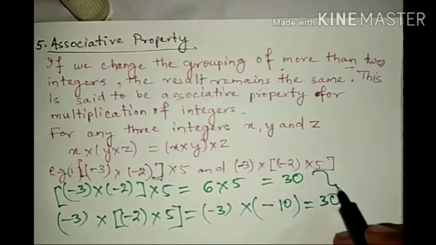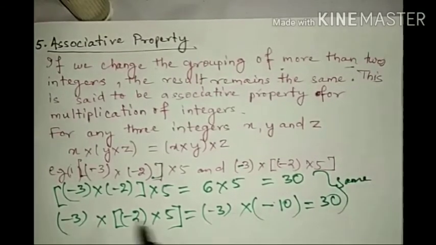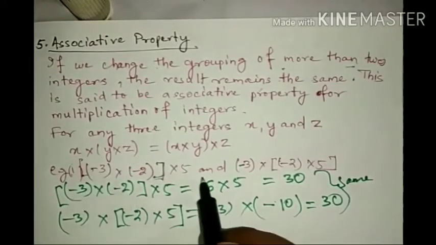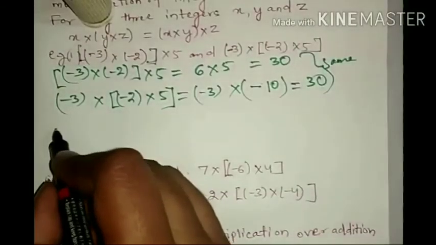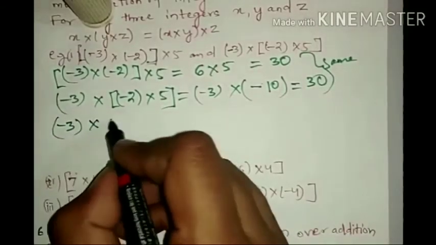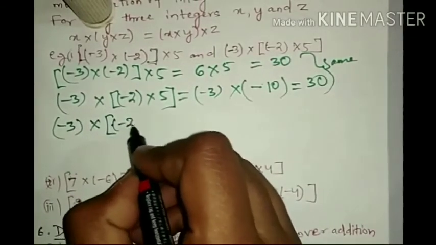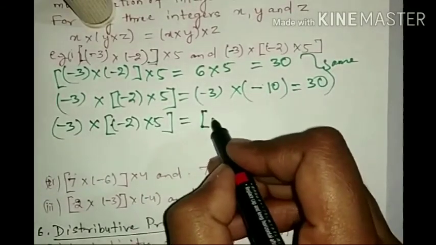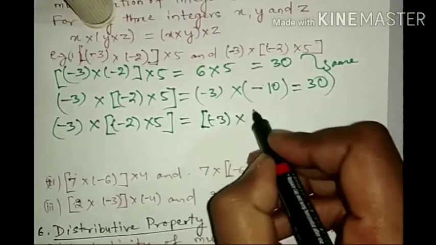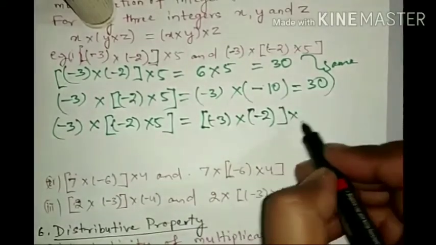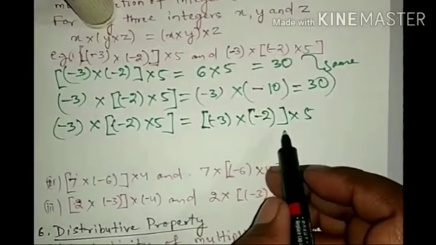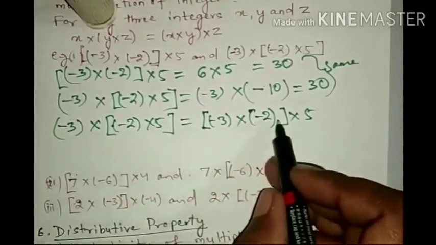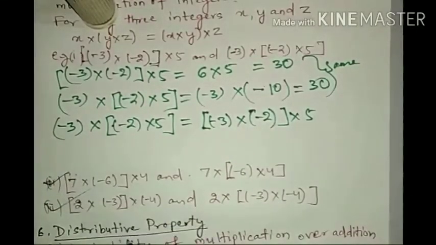Thus both the answers are the same. So these two are showing the associative property. So we can write that (minus 3 into minus 2) into 5 equal to minus 3 into (minus 2 into 5). Like that both are equal and they are showing the associative property. We are changing the grouping, still both our answers are the same. Like that you can do these two.